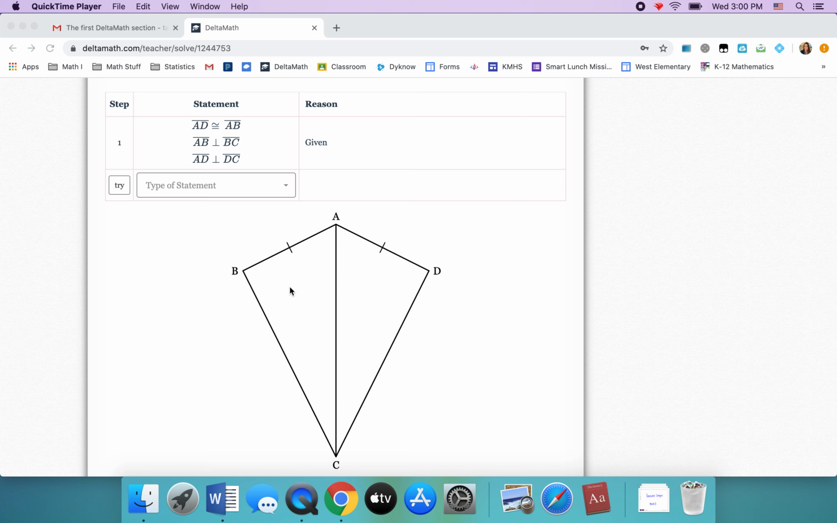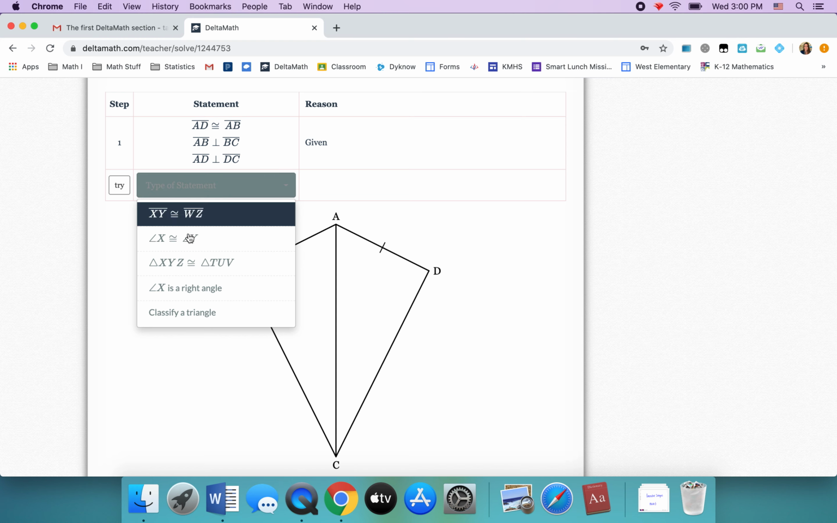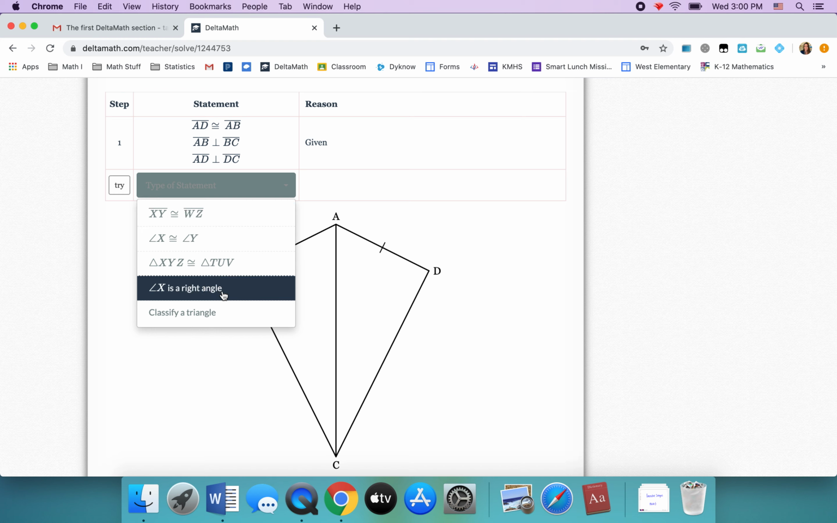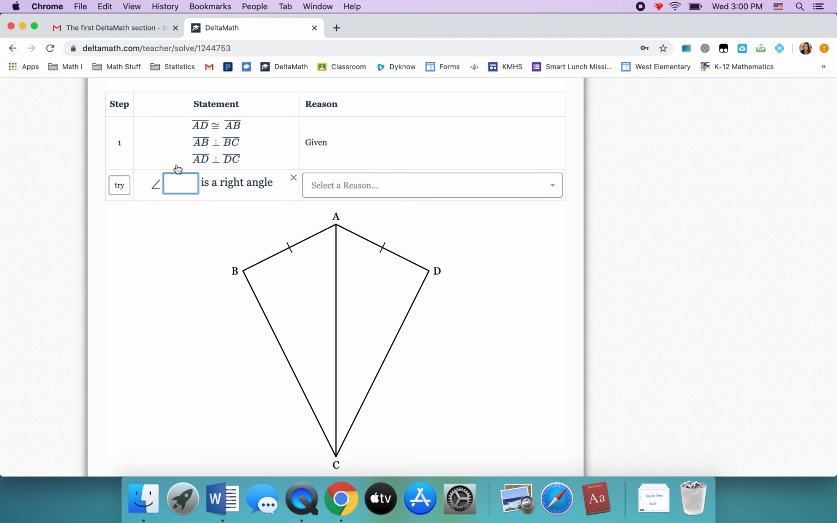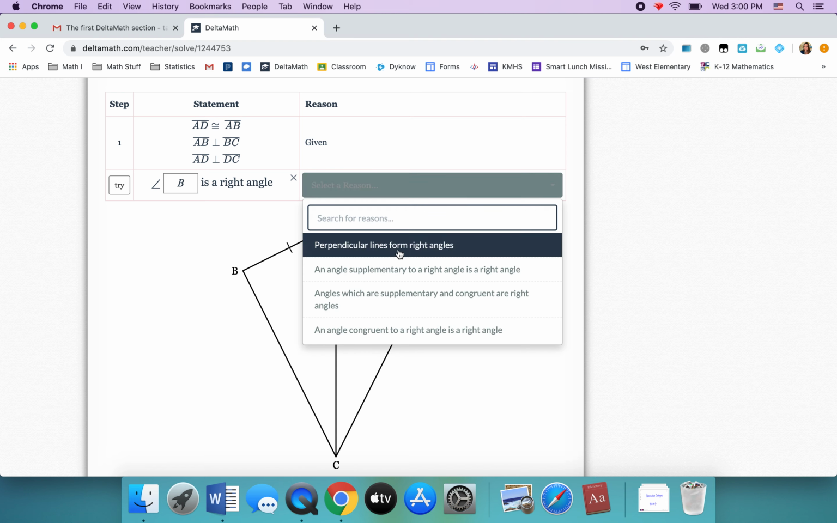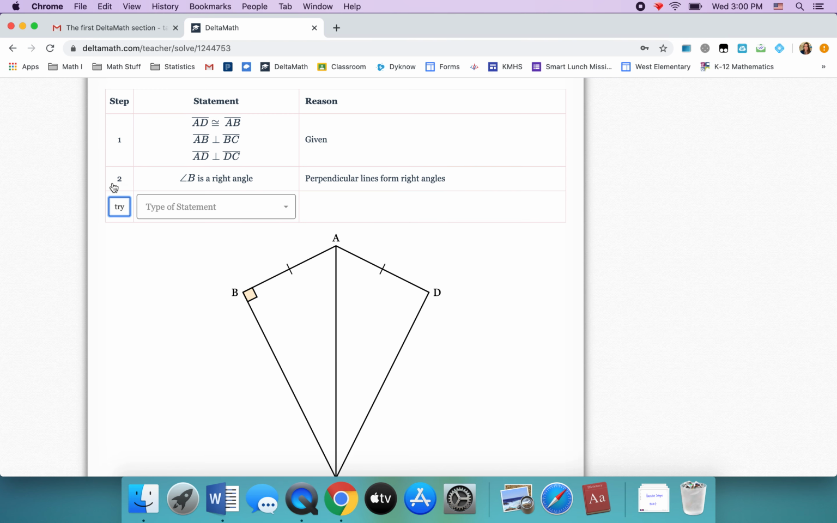Now comes the fun part, actually putting it into the computer. So you do your little drop down here, and you're going to pick one of these. If you did a proof in your head, or you just pre-planned it, then you know you want to talk about the perpendicular segments giving you right angles. So right here I'm going to choose that I have a right angle. When I select it, you have to say which angle is a right angle. So I can type in ∠B. How do I know that angle B was a right angle? Because perpendicular lines form right angles. So you would select that, you would push try, and it took it and it marked that angle.